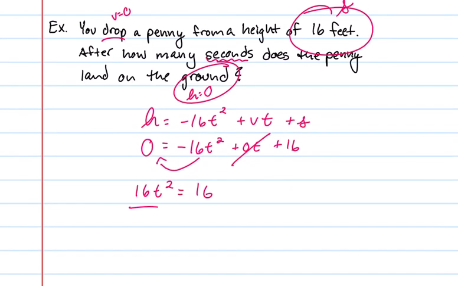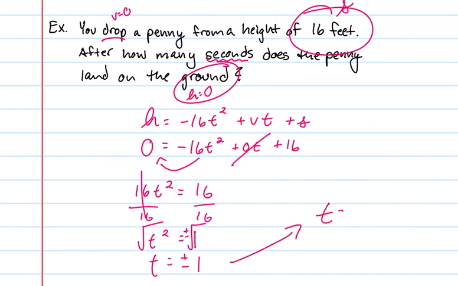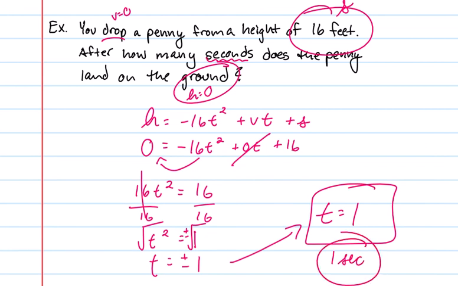Divide by 16. This is a little bit of a different approach. And you get t squared equals 1. You take your square root. Now I want you to be very careful here. When you take the square root of something squared, you need to make sure you have plus or minus. So t technically equals plus or minus 1. Alright, so your actual solution here is t equals 1. So 1 second. If you drop a penny from the height of 16 feet, after how many seconds does the penny land on the ground? 1 second.